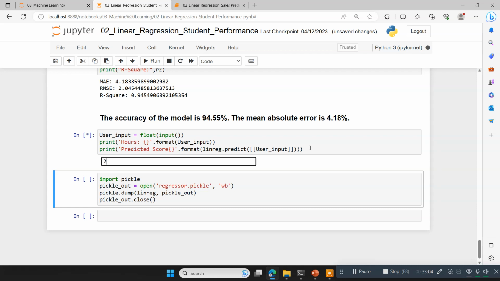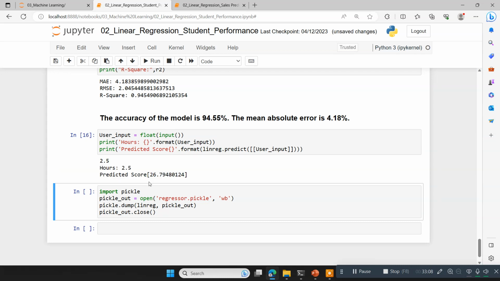For example, 2.5 hours studied. Then what is the score? The score is 26.79. And finally, you can also save your model. So importing pickle, by using the pickle library, this file is going to be created. And this is the mode of the file, write and binary. Then dumping the value of the model, and finally the file is closed.